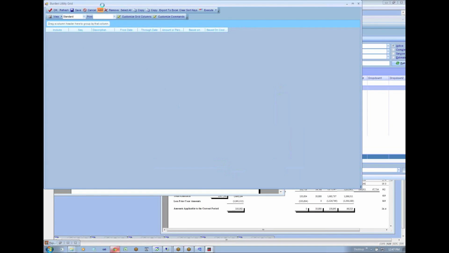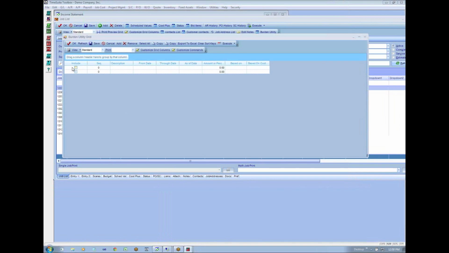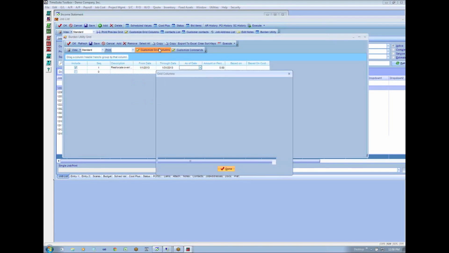We'll say add. Doing it every month might not make sense, but at least once a quarter or every 6 months makes sense, I think, because indirect costs can jump up and down from one period to the next.